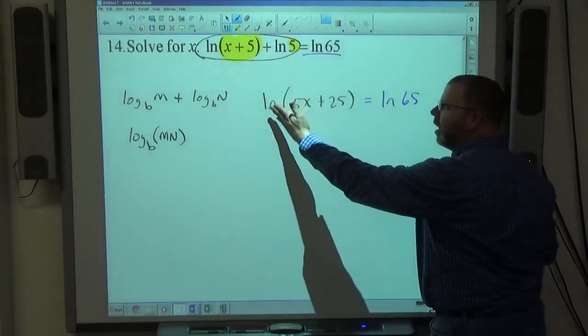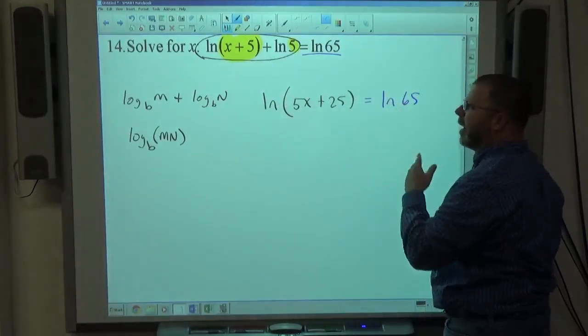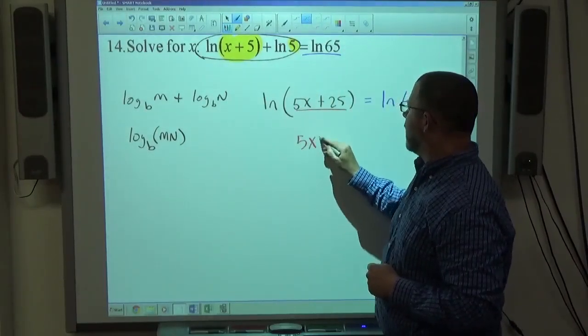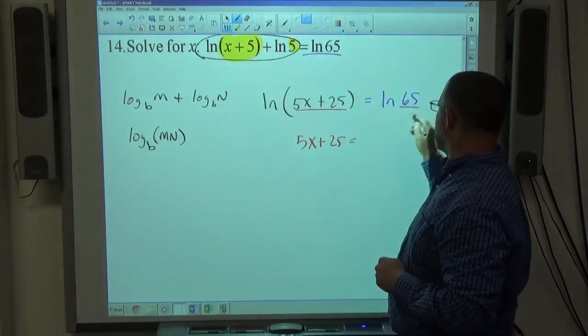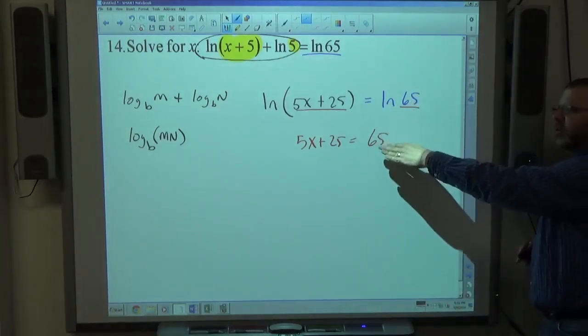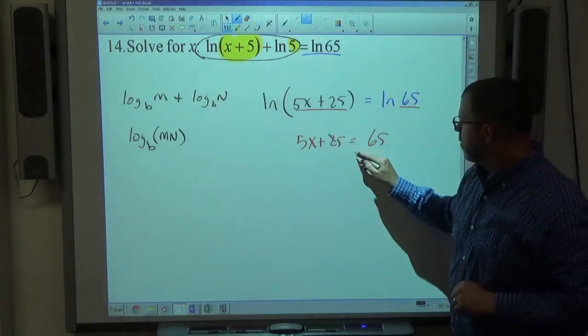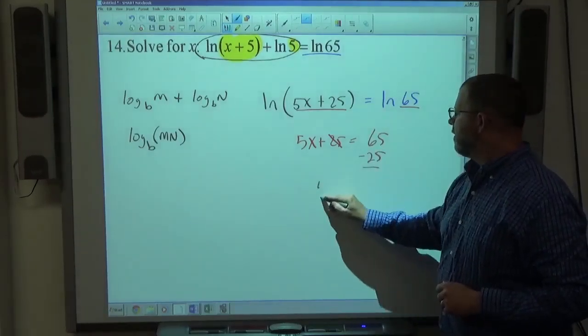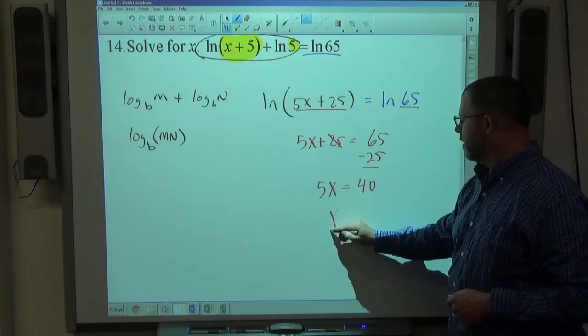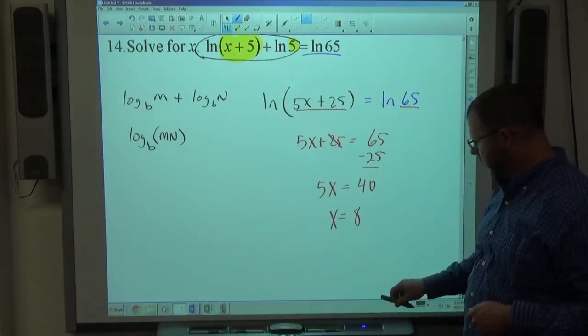And once again, ln on the left equals ln on the right. If log equals log, then argument 1, 5x plus 25, is equal to argument 2, 65. Just like that, we go from a logarithmic equation into a basic algebra problem. Move the 25 over, 5x is on the left-hand side, 65 minus 25 is 40. Divide by 5, we get x equals 8.